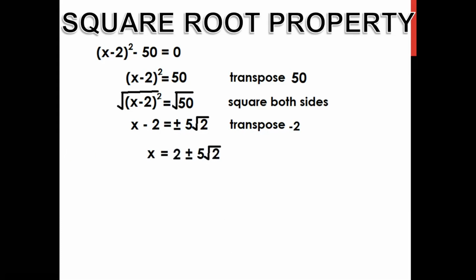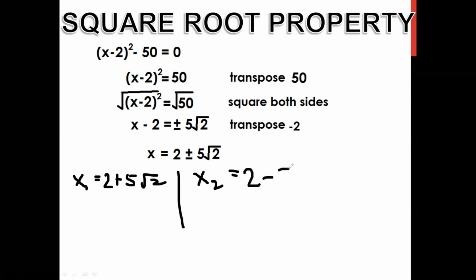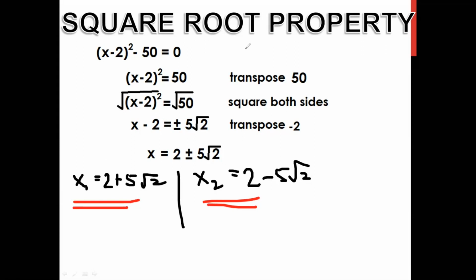So we have two answers here, the positive and the negative. We have first x sub 1, which is 2 plus 5 square root of 2, and the other, x sub 2, is equal to 2 minus 5 square root of 2. Okay, let's proceed.